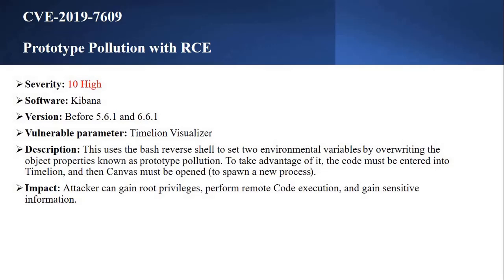And then the shell is executed in the timeline, and once the shell is executed, the canvas, which is the second visualizer of Kibana, is opened, and it creates a new process node for the attacker. The attacker is able to get root privilege using the command line prompt, and then the attacker is able to perform remote code execution and also get the sensitive information from Kibana.